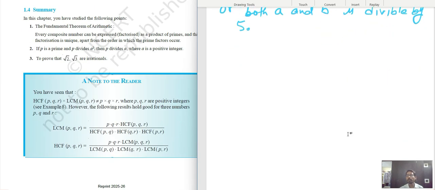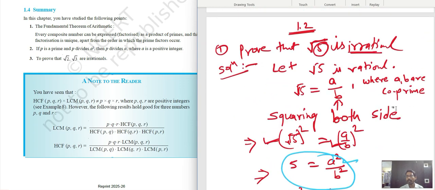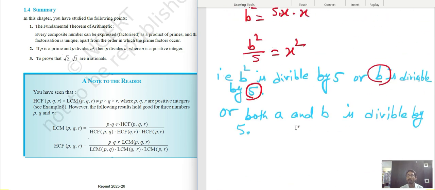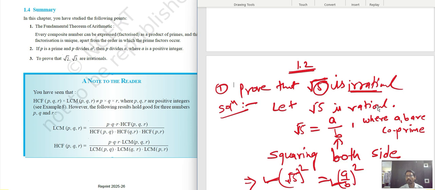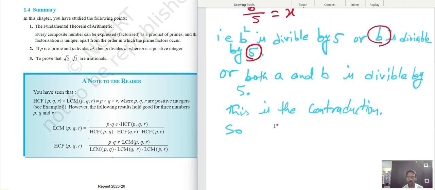What have we assumed there? We have assumed that a and b have no common factor, they will not be divisible by any number, but what we are getting here is that both are divisible by 5. So we will write here, this is the contradiction. What is the meaning of contradiction? What we assumed is not true. So what did we assume there? We assumed root 5 is rational, but in reality root 5 is not rational.